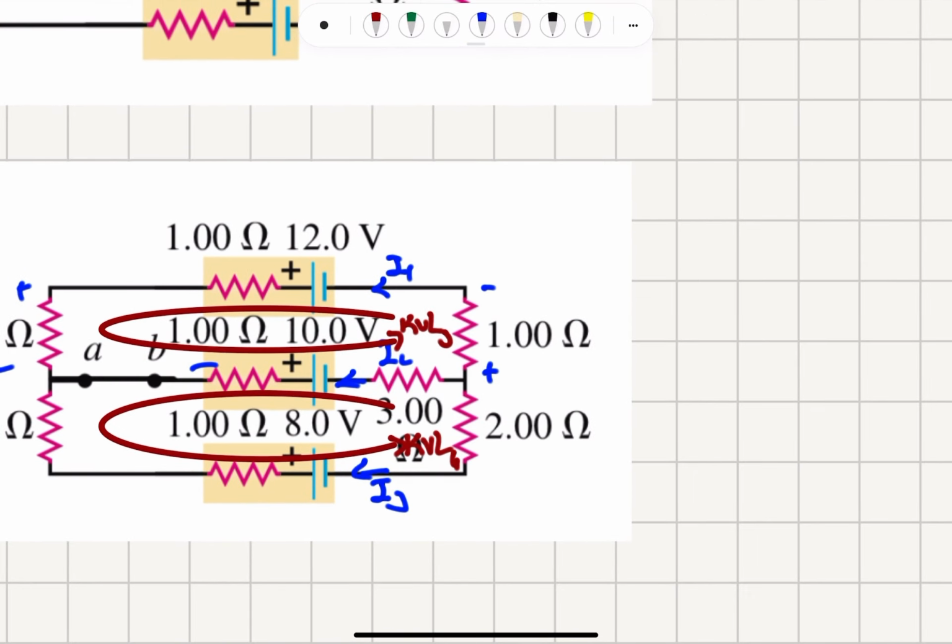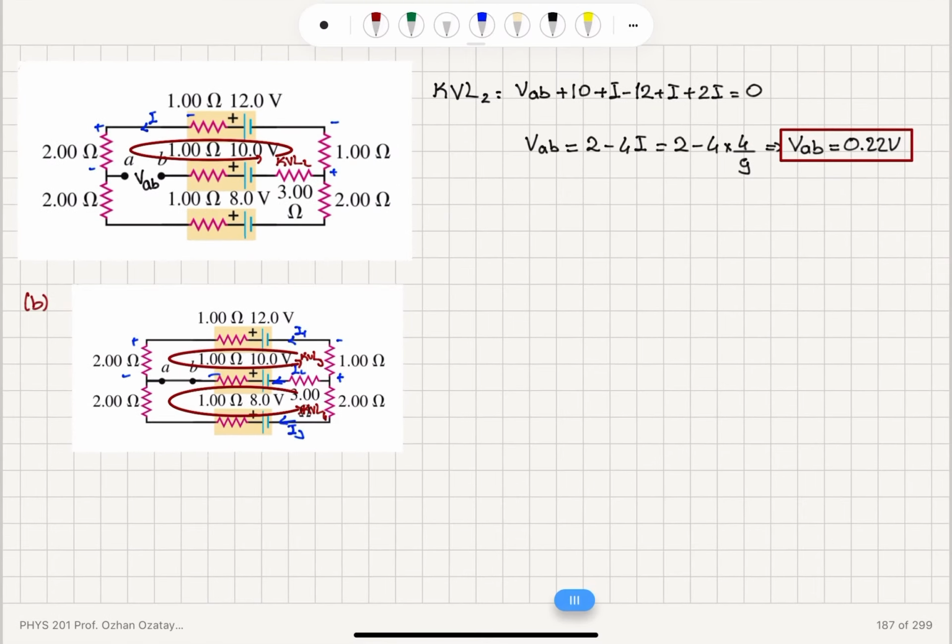Now I can have three different currents flowing through these three different branches, I1, I2, and I3. So I can use Kirchhoff's current law, and basically I see that for this point here, I3 is going out, I2 is going out, I1 is going out. So using Kirchhoff's current law for this junction where they meet, I can write I1 plus I2 plus I3 is equal to 0.